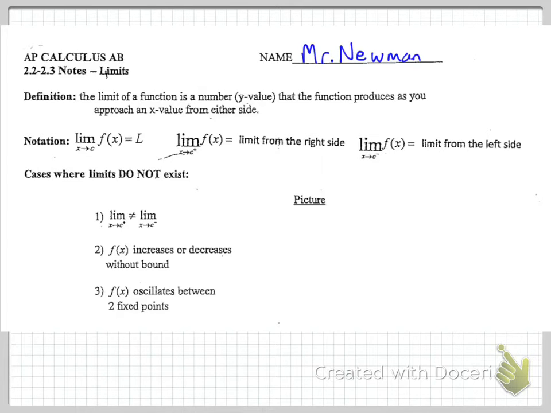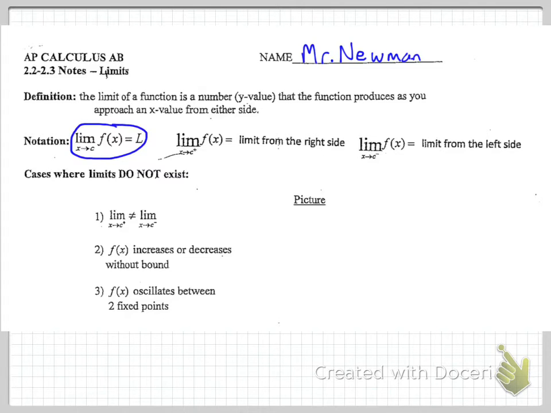All right. So first of all, the limit of a function is a number, in other words, the y value that the function produces as you approach an x value from either side. And from either side, it really needs to approach from both sides for the limit to exist. Okay. So let's talk about some notation.